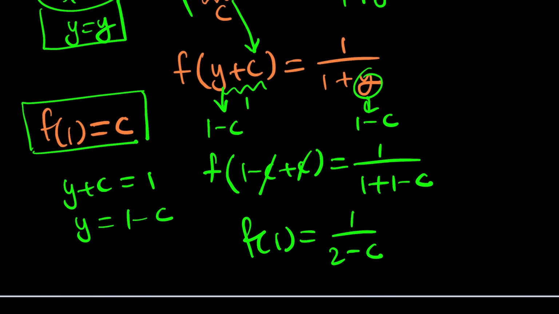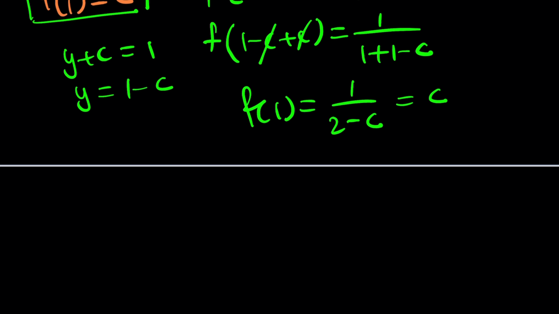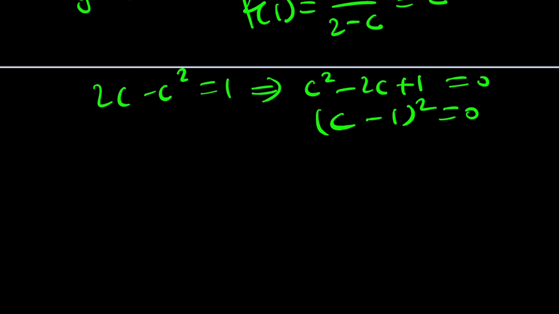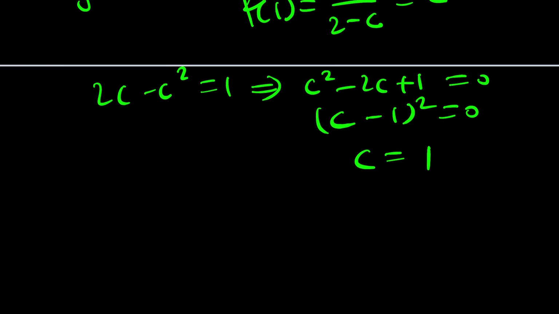But f of 1 is c, so set this equal to c. Great. Distribute: 2c minus c squared equals 1. Put everything on the right-hand side: c squared minus 2c plus 1 is equal to 0. Guess what? This is a perfect square, and everything is perfect. c equals 1, which means f of 1 equals 1.